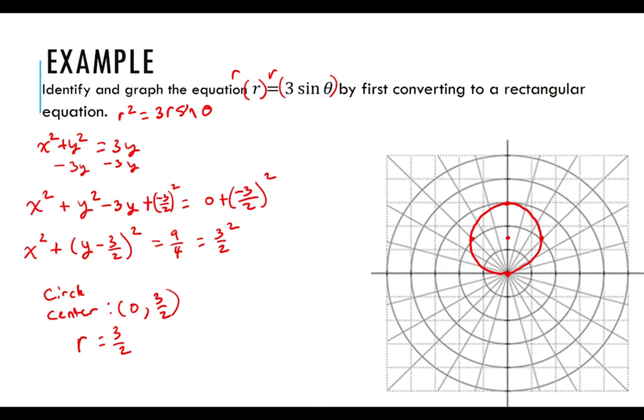Then notice that if I could draw this circle correctly, it is tangent to the pole, and r equals 3 sine theta shifted it up vertically, and so circles of the form r equals something times sine theta will shift them vertically up or down.